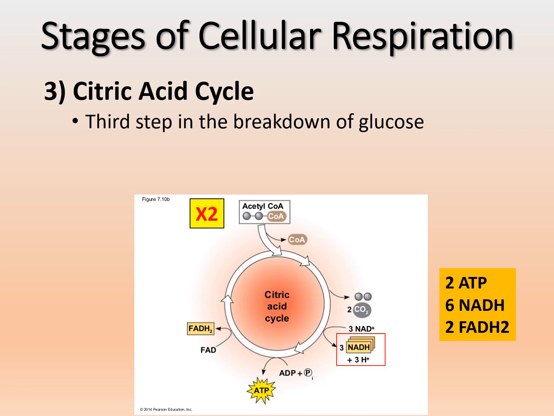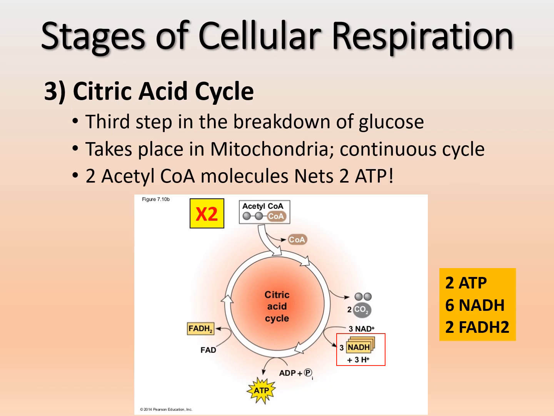So now the third stage is the citric acid cycle, and this is the third and final step of breaking down our glucose. So we started with that 1 glucose molecule, we created 2 pyruvates, then we took those 2 pyruvates and created 2 acetyl-CoAs. We lost some carbon dioxide along the way, we've gained some ATP, we've gained some NADH, and now both of these 2 acetyl-CoA molecules are going to go through the citric acid cycle.